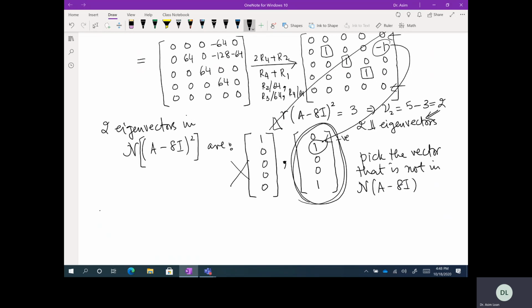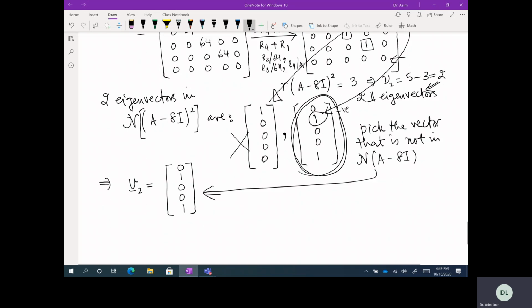So we say, from our notation, v2, because it's a string of 2, equals 0, 1, 0, 0, 1. So v2 is equal to this one. Pick the vector that is not in this one, which means this one.